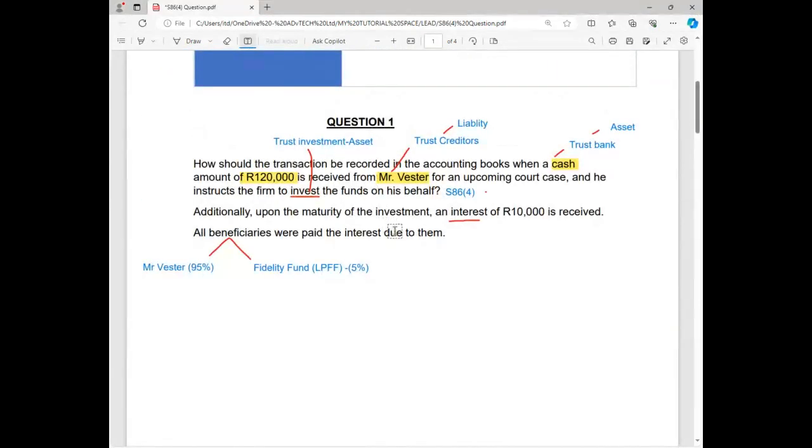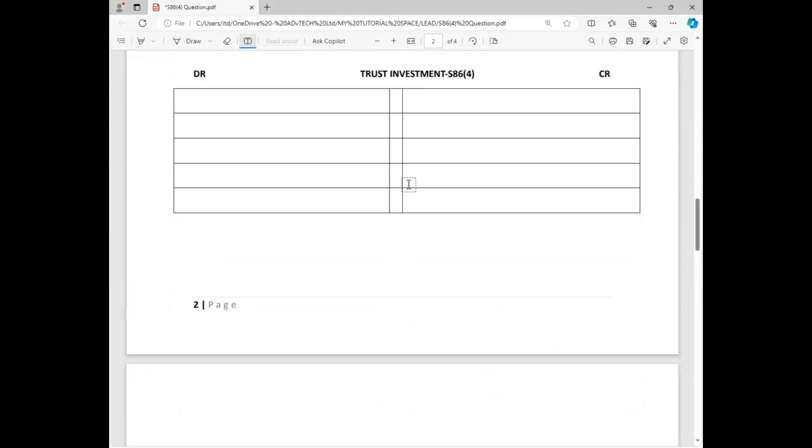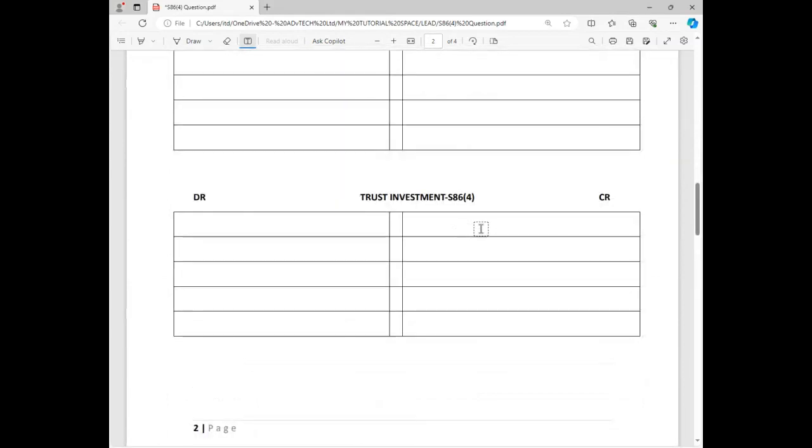Okay. And thereafter, if we go back to the question here, we received the money and then immediately we were instructed to go and invest. So when you invest, it means we need to have a trust investment. Remember, this is according to section 86.4. So we need to go and invest the money. Again, the trust investment is an asset, like I said. So we must go and say, okay, because trust investment is an asset, under which side must we increase the asset? So obviously, this trust investment will increase on the credit side.